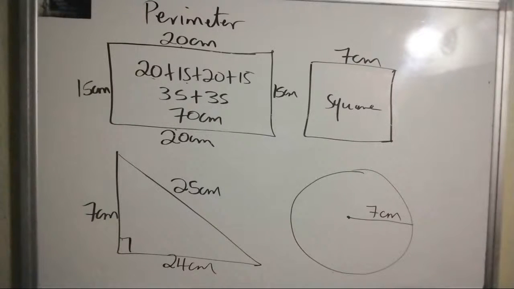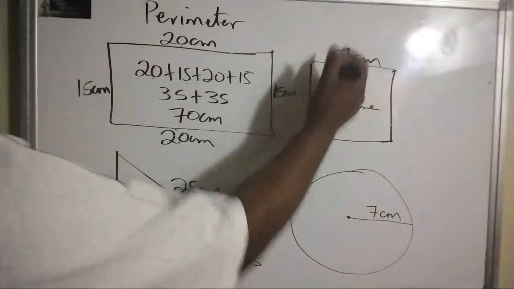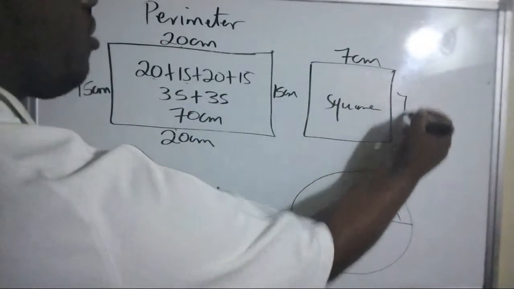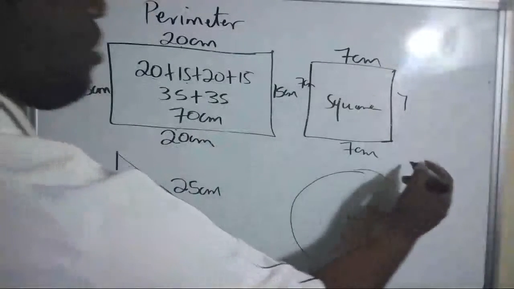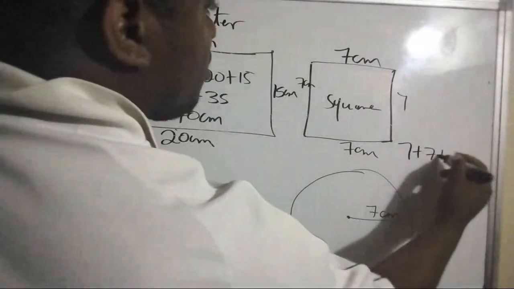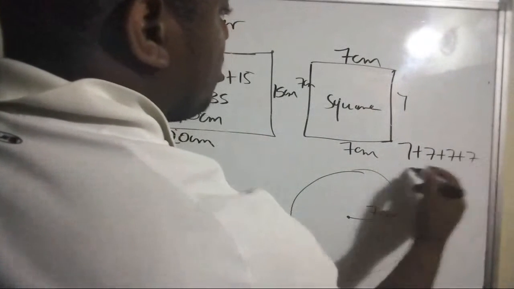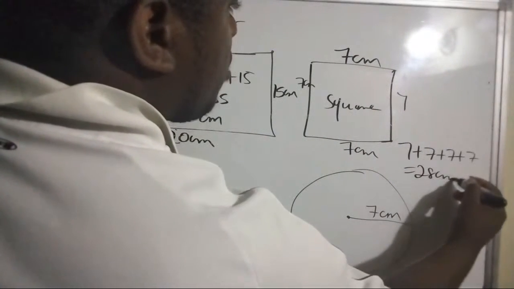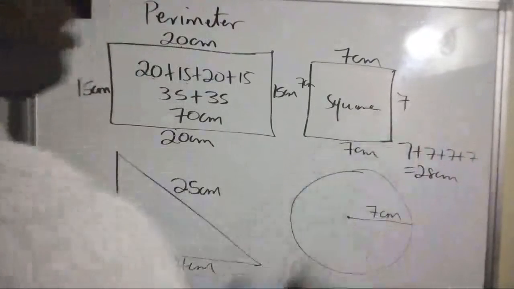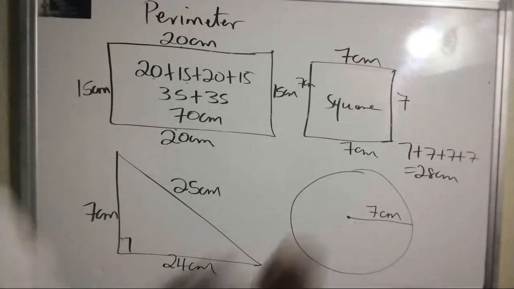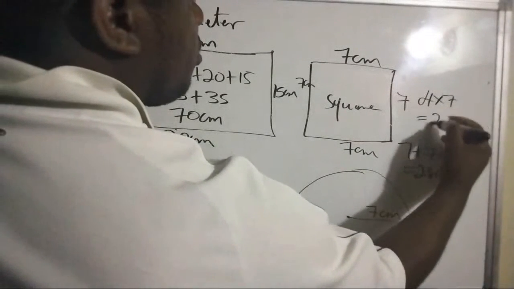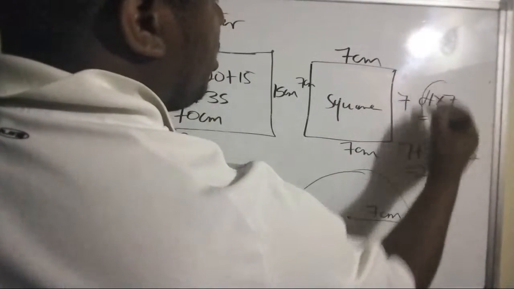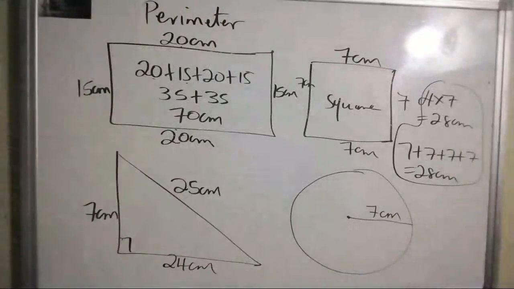Alright? And for the square, all four sides are equal. So all the sides are equal to 7. And we add 7 plus 7 plus 7 plus 7, and that is 28. Or we could have said, since it's four sides and all four sides are equal to 7, 4 times 7, which is equal to 28. So either way, you guys are perfectly correct.